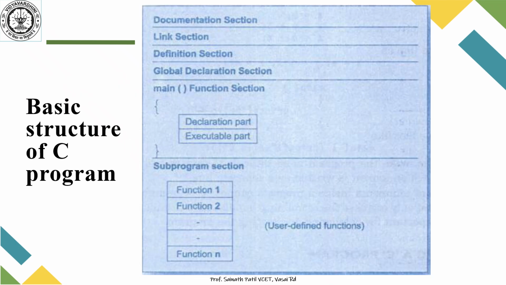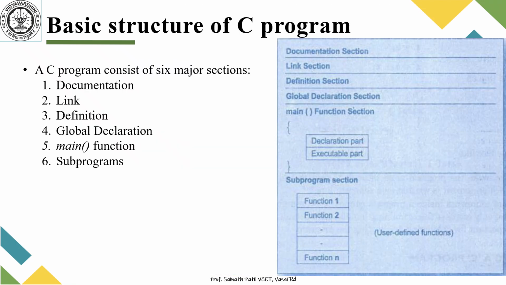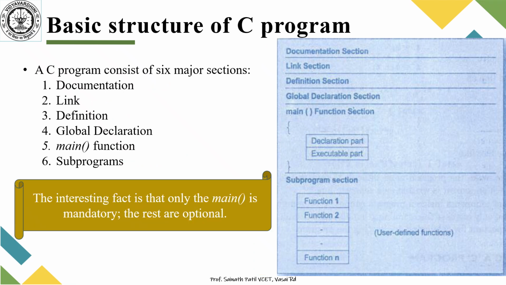When you start writing a program, you should know what the structure of a program is. So here we'll see what is the basic structure of a C program. A C program consists of six major sections: documentation, link, definition, global section, main section, and subprograms. Here it is shown in this diagram. The interesting fact is that only the main section must be present in every program that you write. The rest of the sections are not mandatory or compulsory.